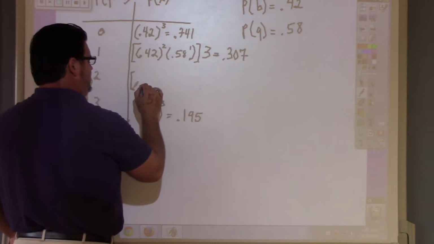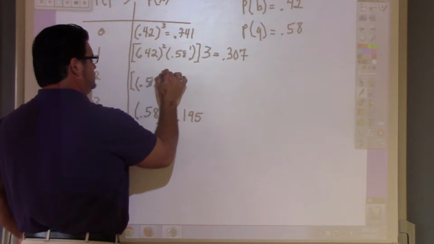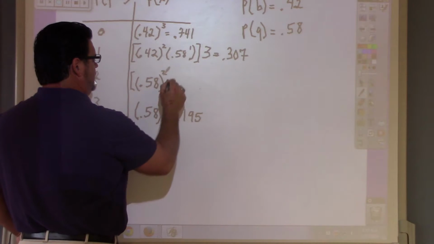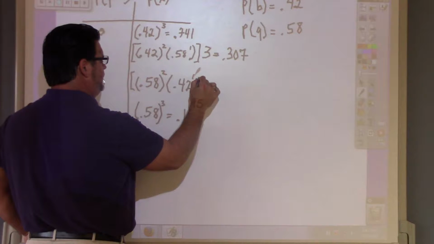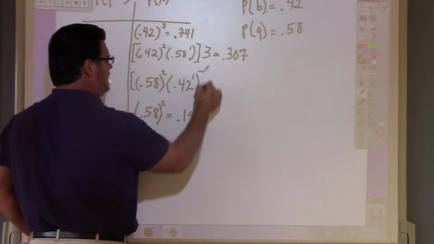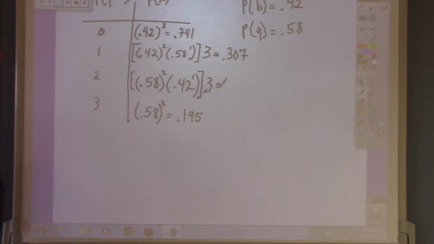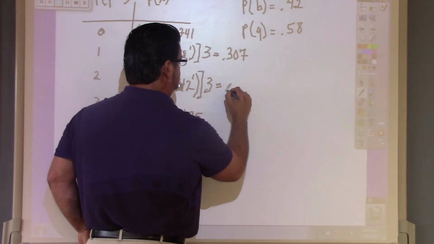Two girls would be what? 0.58 to the second power, Hubert. That's right, class. And one boy, 0.42 to the first power, times 3, because there's 3 events there happening. And what does that come out to be? 0.424.